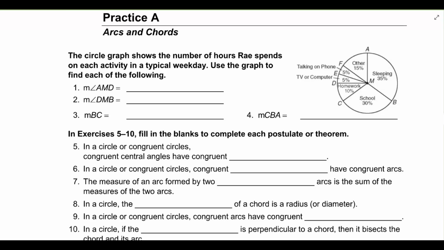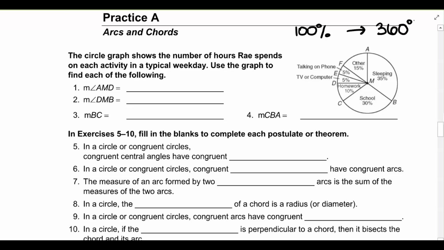All right, moving on to page 3. This time we're looking at basically a pie chart, and we're asked to find the angles and arc measures according to how this pie chart is broken up in percentages. What's important to remember is that when we're dealing with a circle, when it comes to percent, a full circle is 100%, but when it comes to degrees, a full circle is worth 360 degrees.